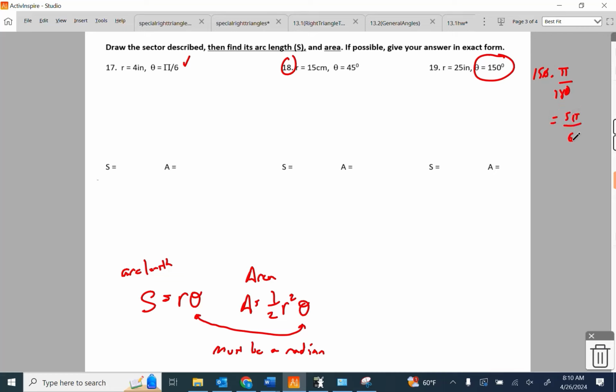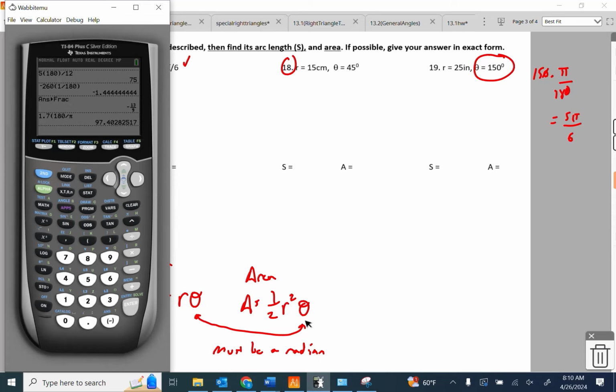And I know some of you are like, what is this magic he's doing? I can't even add two numbers together. How is he doing this? So for you, 150 times 1 over 180, math, whoops, not alpha, math, answer, frac.